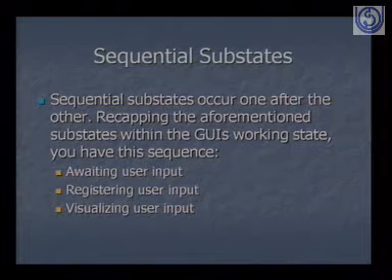Recapping the aforementioned substates within the GUI working state, you have this sequence. First of all, it will be awaiting the user's input. Then it will be registering the user's input. Then it will be visualizing that user's input through the display. So these are the three substates in the working state. Let us visualize using a UML diagram.